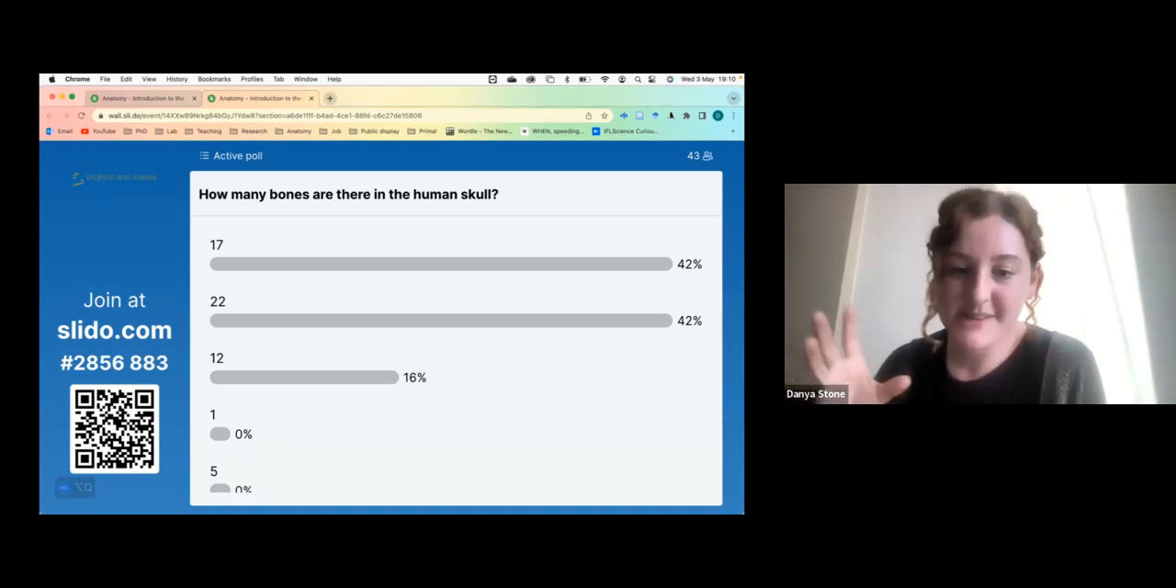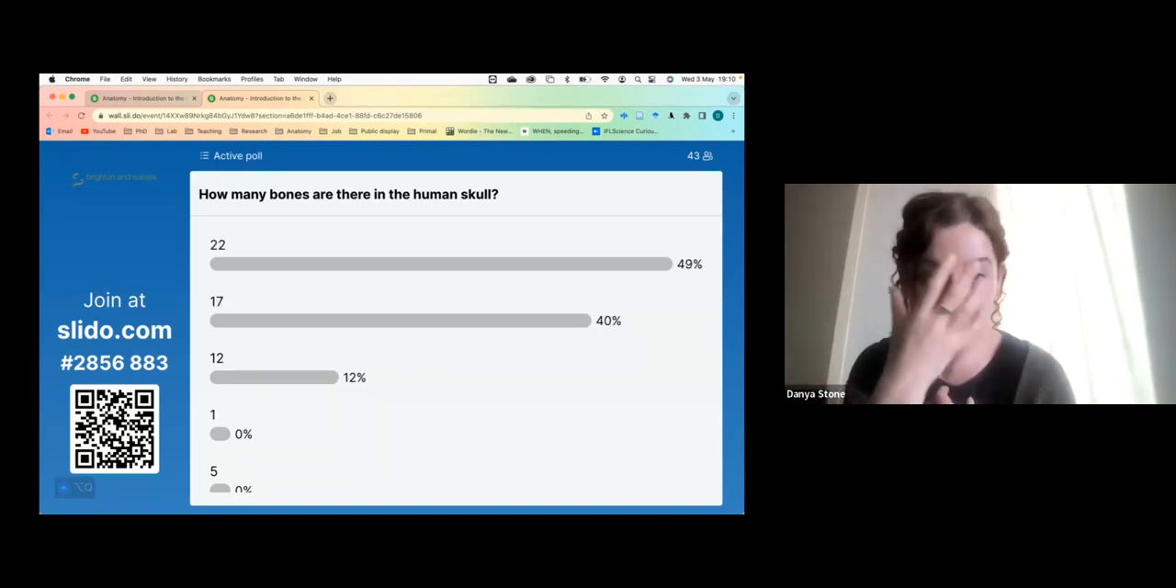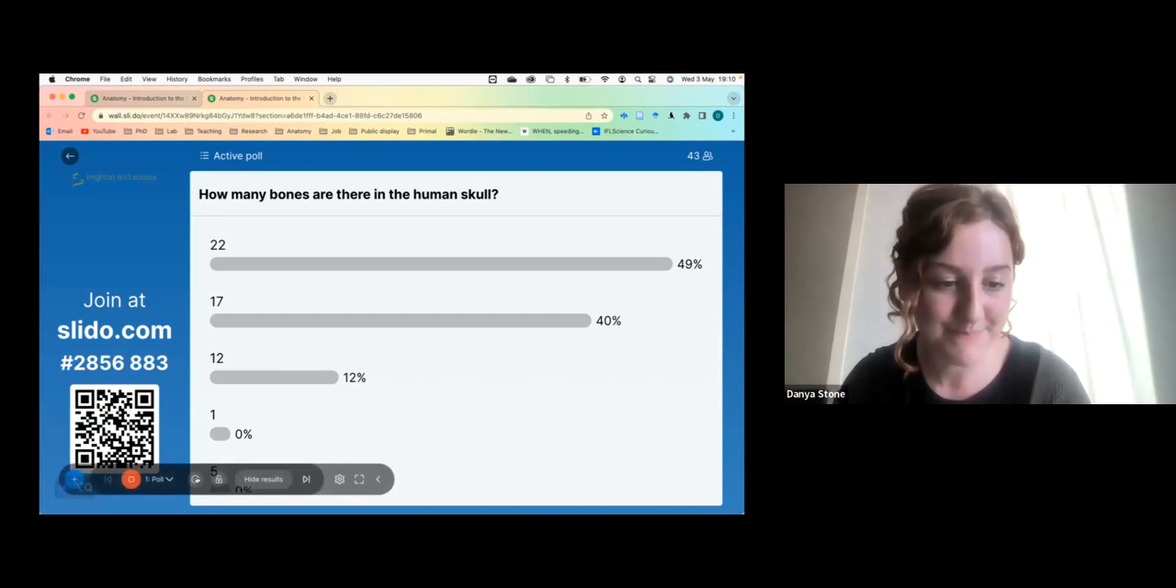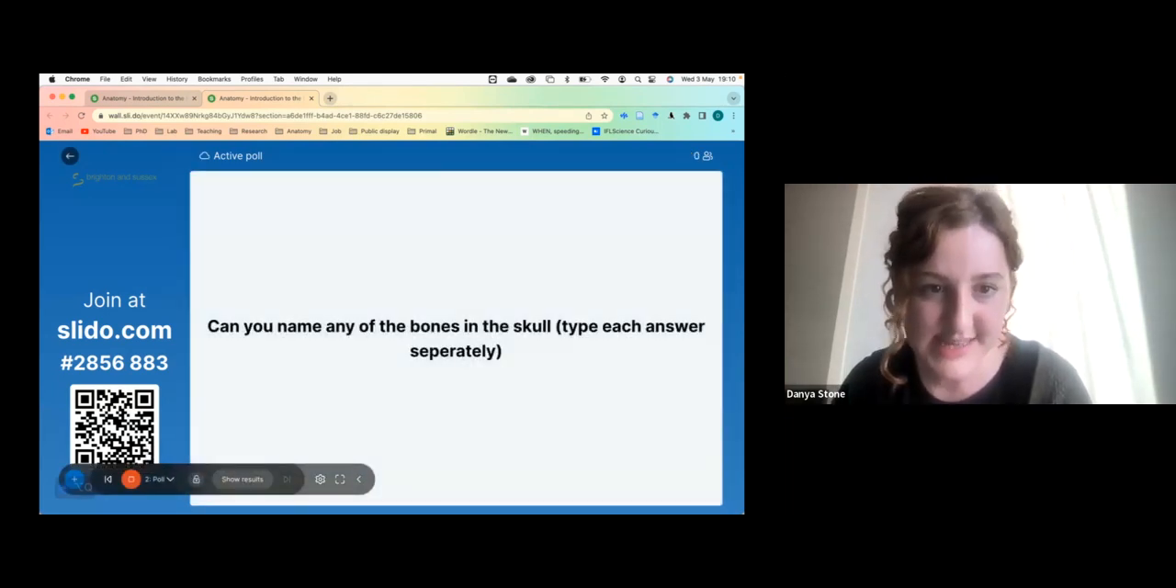We divide it up into the bones that surround the brain. We call that the cranium. And then all of the little bones that make up our facial skeleton. So there's 14 of the facial skeleton and there's 8 of the cranium. Okay, let's move on to the next activity.